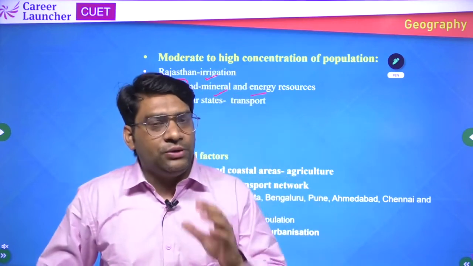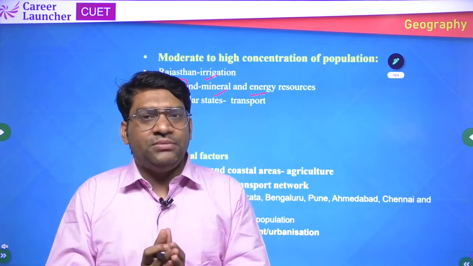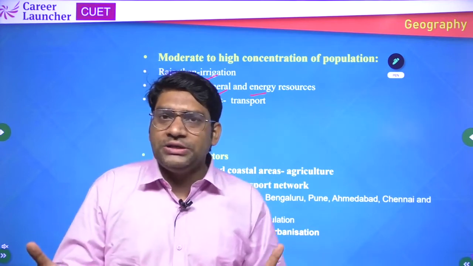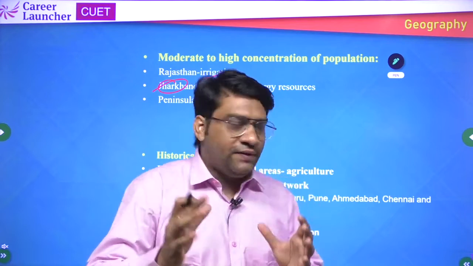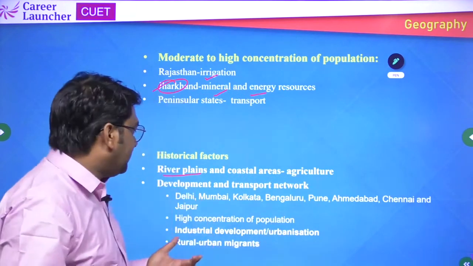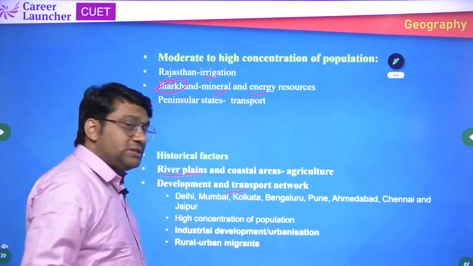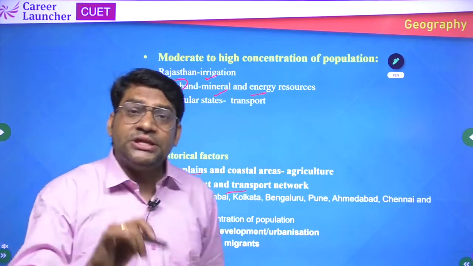The areas there have alluvial soils. These soils are very good for agriculture activity. Okay, every year new alluvial soil is formed, and this is the reason why agriculture is more advanced here. Okay, and coastal areas are because of agriculture activity, development and transport network, like some of the states where the population is still very high because of development.